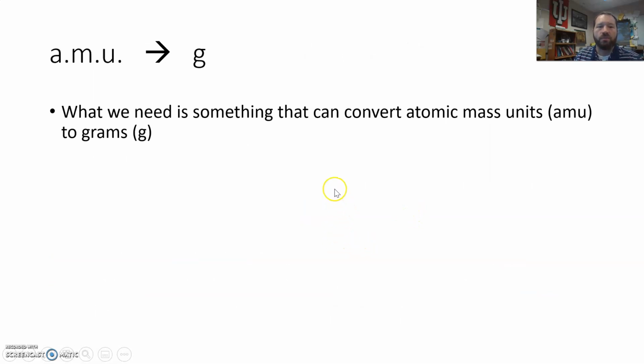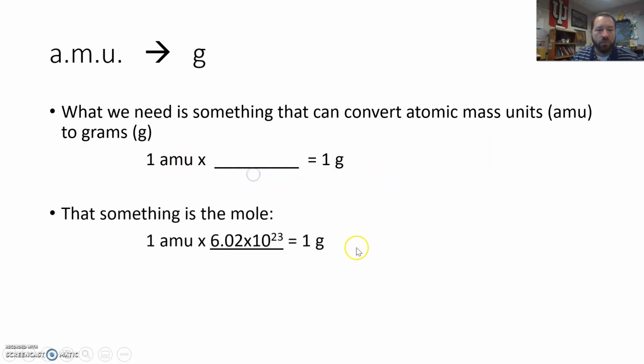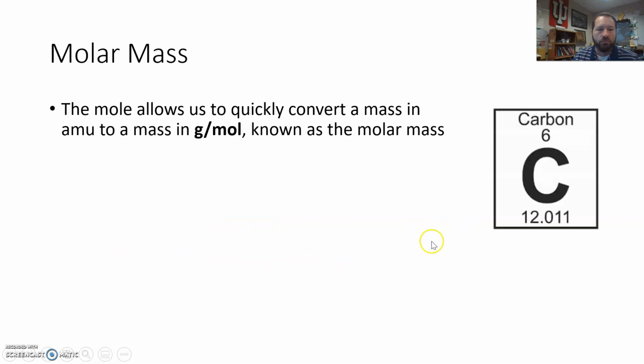What we need is something that can convert for us from AMU, the mass of one atom, to grams, something we can measure more easily. So 1 AMU times what equals 1 gram? That something just happens to be the value of the mole. So 1 AMU times 6.02 times 10 to the 23rd is equal to 1 gram. There's the value of our mole. It allows us to go from AMU to grams pretty simply.